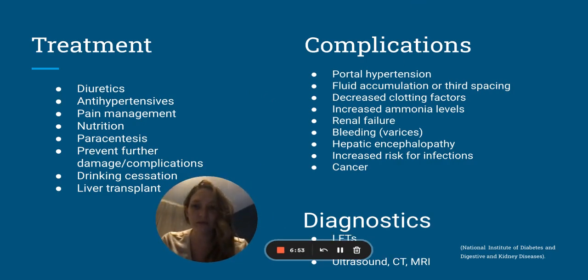Okay, so for treatment, at first we're going to want to treat the symptoms. So diuretics to get rid of that extra fluid. We're going to use antihypertensive possibly to prevent damage to the heart and kidneys from that portal hypertension. Paracentesis, as we talked about, for the fluid third spacing. Then to treat the cause, you want to educate on drinking cessation, or maybe they're in complete failure. They need information on liver transplants.